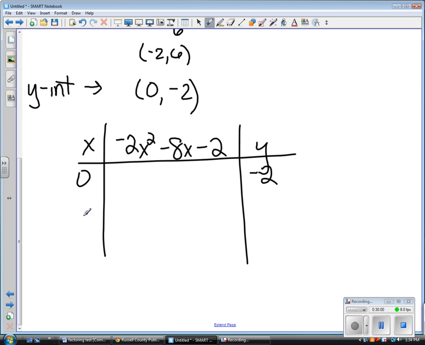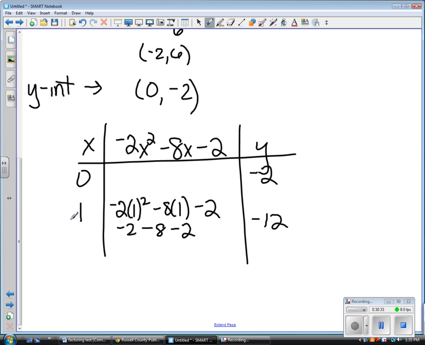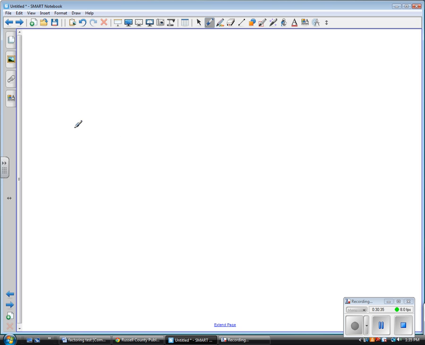Let's go to a point around it. I could use -1 or I can use +1. Which do y'all want to do? +1. Alright, so we have -2 times 1 squared minus 8 times 1 minus 2. Do the math. 1 squared is 1. -2 times 1. -8 times 1, -8. What is -2 minus 8? -10, and -10 minus 2? -12. So my point now is 1, -12.